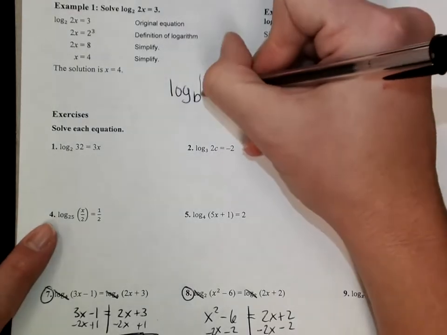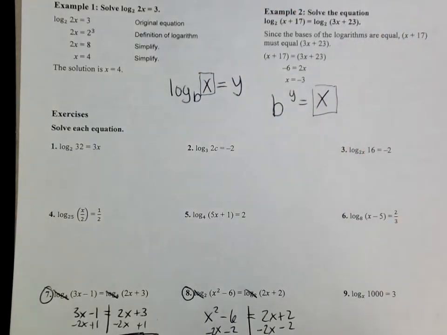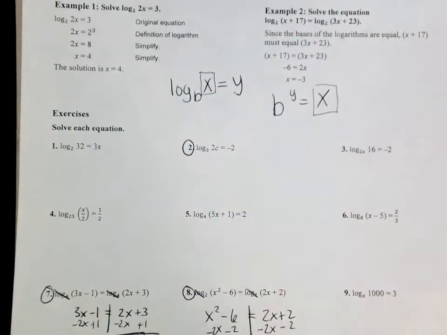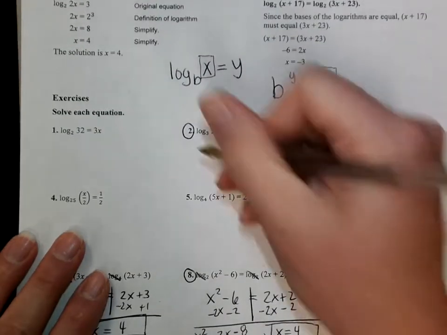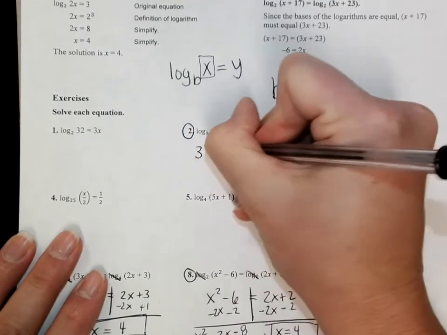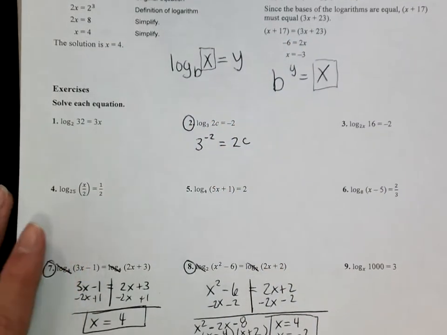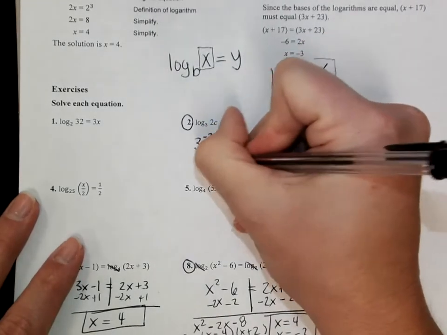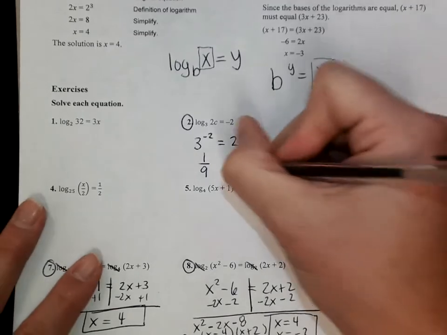So the first way I'm going to solve it is the one that I think is the easiest. That's when you're looking for your x. Watch what happens when you're looking for your x. That's like question number 2. I rewrite this where it's not a log anymore. That gives me 3 to the negative 2 equals 2c. Well, what is 3 to the negative 2? You should know by now that that's 1 over 9, because that's 1 over 3 squared, equals 2c.